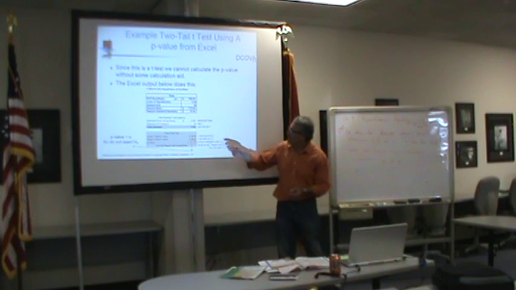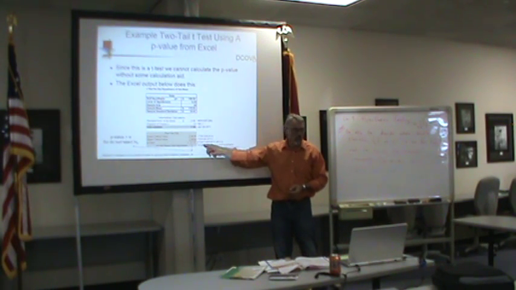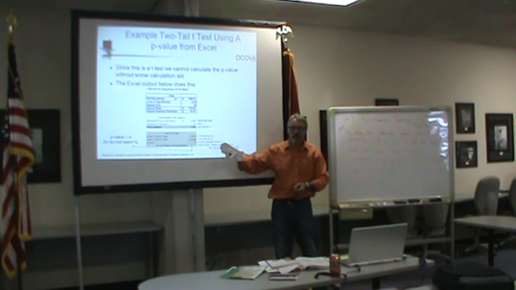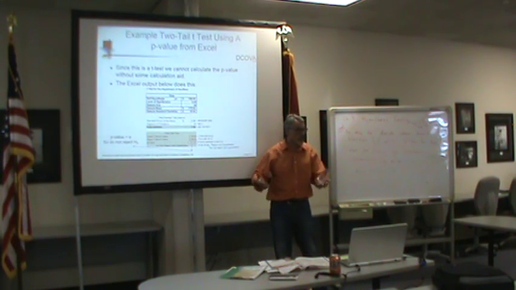Because Excel has T.DIST, it has T.DIST.2T, it has T.DIST.RT for right tail. It's got a bunch of them. And I want to make sure I'm using the right one.